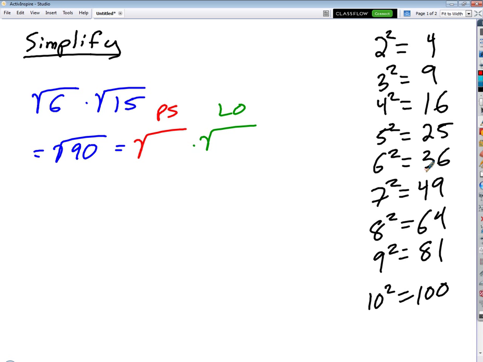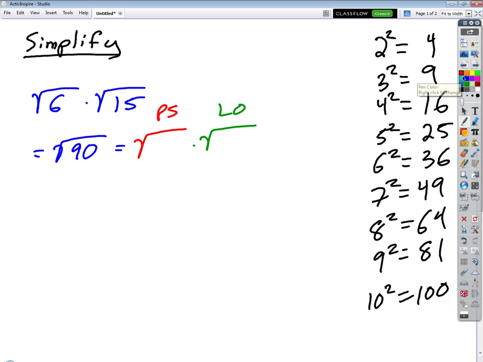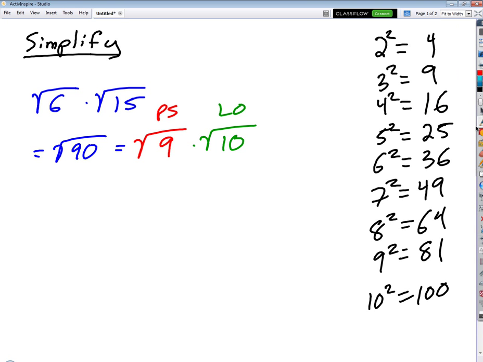If you want to, you can just start at the bottom and work your way up too, that's fine. Remember, if you don't get the biggest perfect square, it's not the end of the world. It just means you're gonna have to go through another step, right? So maybe let's try going this way once. Does 4 go into 90? No. Does 9? Yeah, 9 does, right? Okay. So we could break that up into the square root of 9 times, 9 times what is 90? 10. Good. Okay. So now we're done.